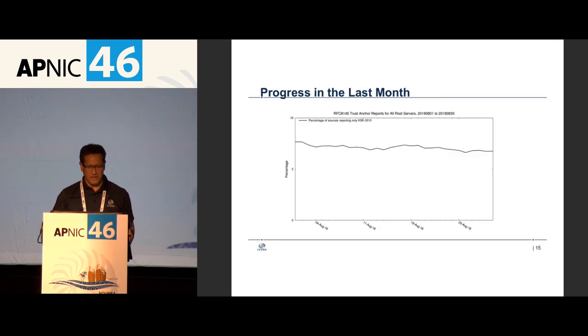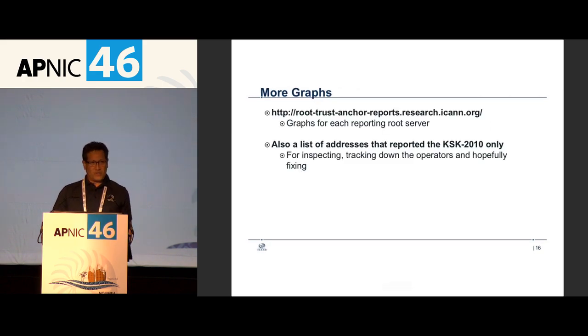This is the graph that they've just produced last month. The progress of last month is that we're seeing that it's still hovering around the 7% mark, those that are reporting only on KSK 2010. We wanted to share also that if there are people interested in the graphs, there's a link that you can see here. There's also a list of addresses that reported the KSK 2010 only.